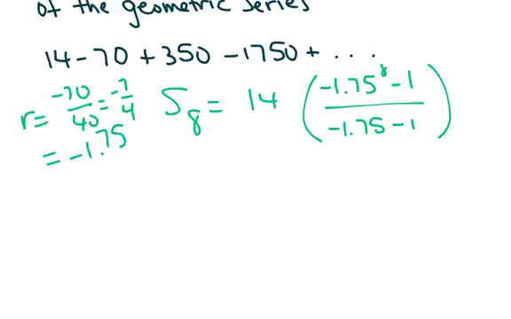When I go plug this into my calculator, I'm going to add an extra set of parentheses around these. If you want to put the whole thing into your calculator, you can. However, I prefer to first put in parentheses negative 1.75 to the 8th minus 1, close the parentheses, and then divide by parentheses negative 1.75 minus 1, and that'll give me what's in the parentheses, and then I like to multiply that by 14, and I'm going to find out it's approximately 452.9.